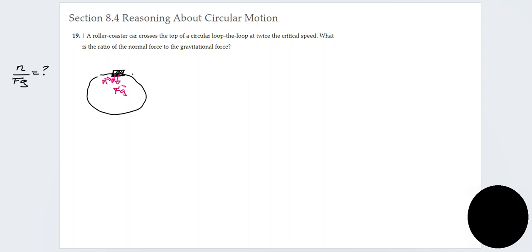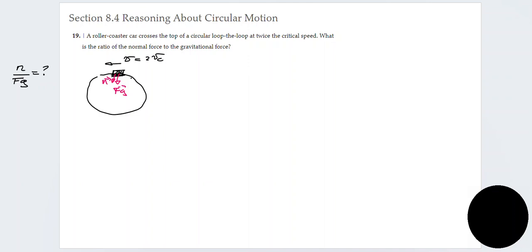That in this case, when the roller coaster car crosses the top of a circular loop, its velocity or its speed is twice the critical speed. So the speed at this point here is two times the critical speed.